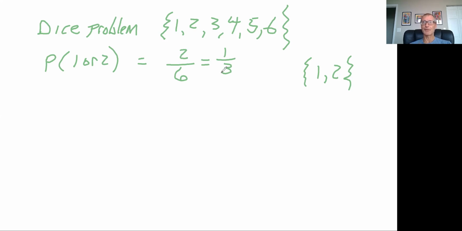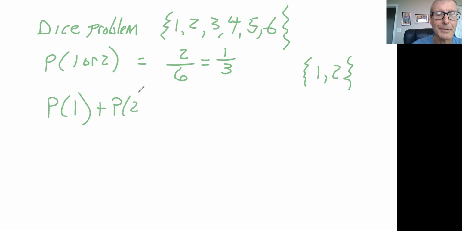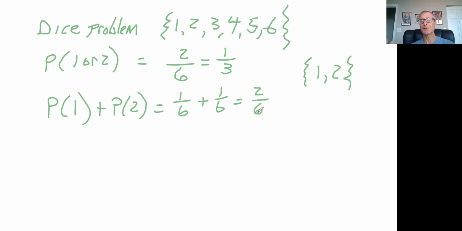So the other way that we think about it, especially when these compound events get more complicated, is that we can think about this as an addition. So you can think about this as the probability of rolling a 1 plus the probability of rolling a 2. And how does that work? That's 1 out of 6 plus 1 out of 6, and that equals 2 out of 6. So you can see that we get the exact same answer.